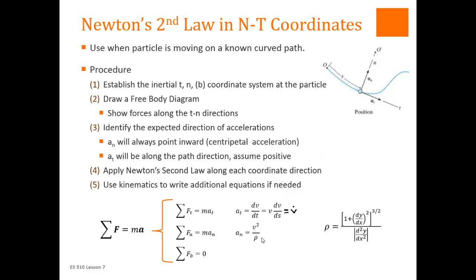Rho is the radius of curvature. Sometimes that's given to us, and sometimes if we're given the path as y as a function of x, then we will have to take derivatives in order to find rho. But we should be able to find rho. If we're dealing with the third direction, the B direction, which is perpendicular to T and N, so if something's moving along a path, the B direction would be coming out of the screen at us, the sum of the forces in that direction are always going to be equal to 0.